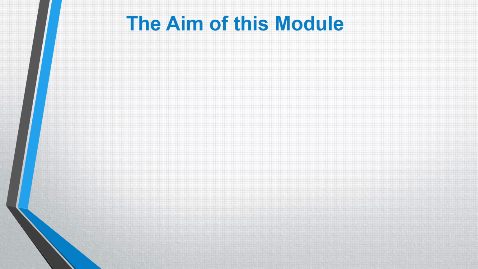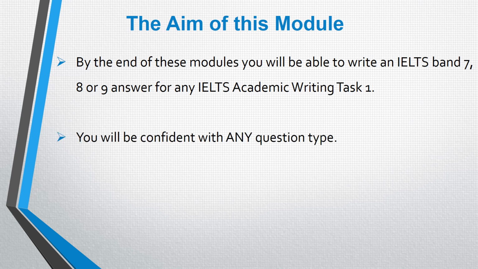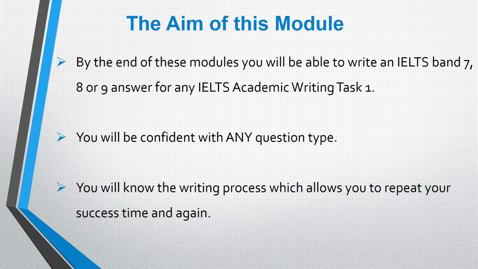First of all, the aim of this module is to make sure that you are able to write an IELTS Band 7, 8 or 9 answer for any IELTS Academic Writing Task 1 question. There are 7 different question types and you will be confident to answer any of those different question types. You will also know the writing process, which allows you to repeat your success time and time again. And this process is what will allow you to feel confident in tackling any different type of Task 1 questions.